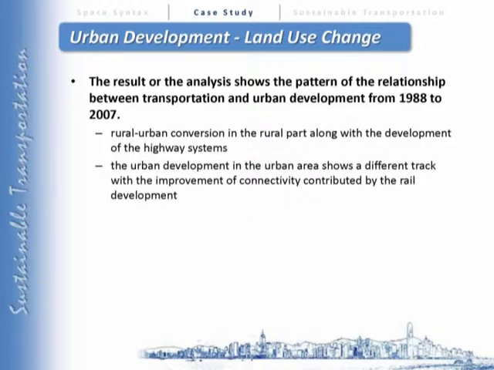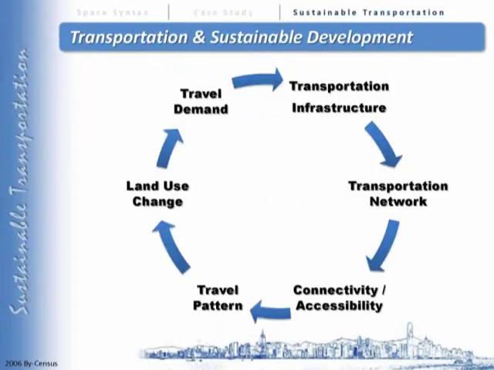Here are some brief conclusions of such pattern. First, rural-urban conversion in the rural part of the city is more related to the development of the highway system. Second, the urban development in the urban area shows a different track, with the improvement of connectivity contributed by the rail development. Then we will proceed to the next part of this paper about sustainable transportation.